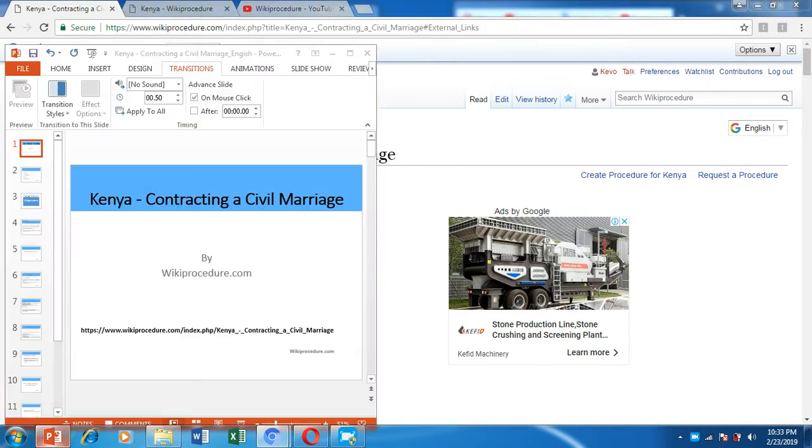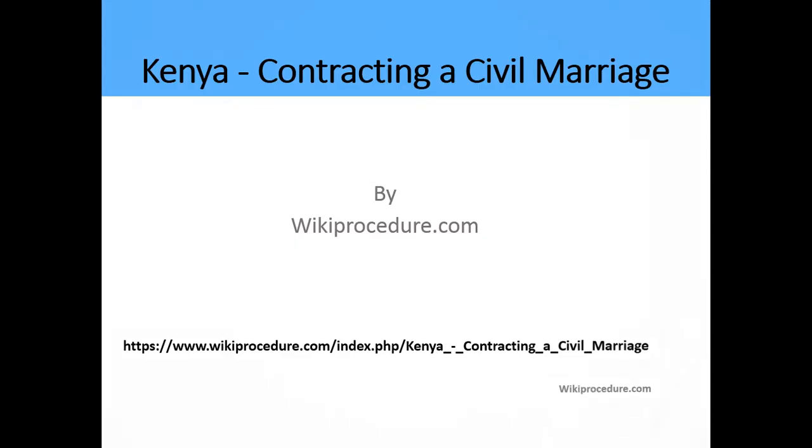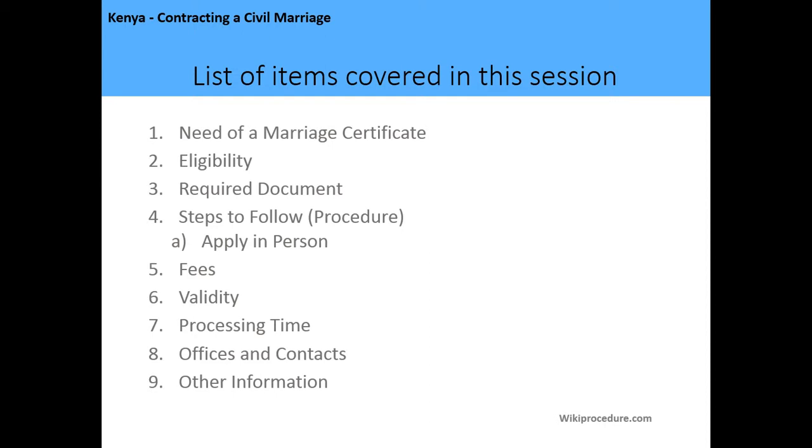So let's go back to our presentation, and the list of items which we are going to cover in this session include the following: the need of a marriage certificate, the eligibility, the required documents, the steps to follow while making the application, the fees applicable, the validity period, the processing time, office location and contacts, and we're going to be talking about other information which is going to add on how you can contract a civil marriage in Kenya.